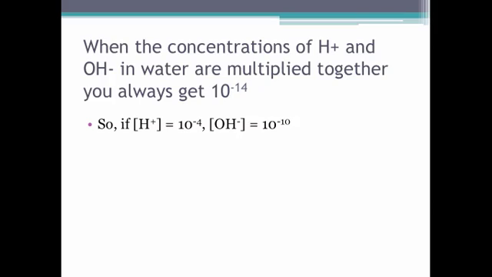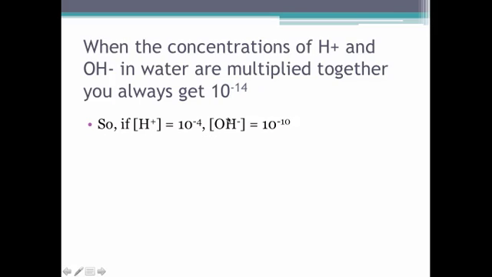So let me illustrate this by example. If the hydrogen ion concentration is 10 to the minus 4, then the hydroxide ion concentration must be 10 to the minus 10, because 10 to the minus 4 by 10 to the minus 10 is actually 10 to the negative 14.